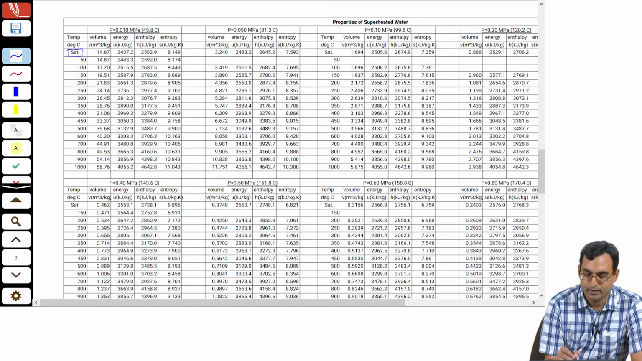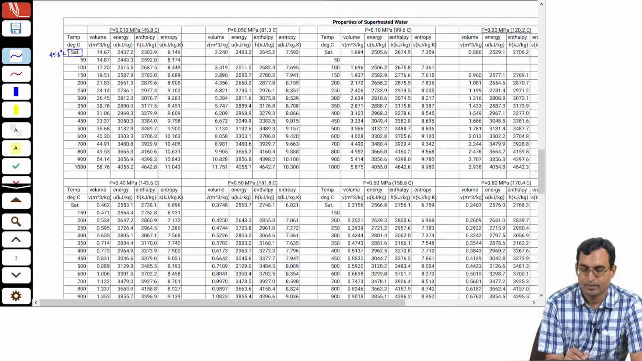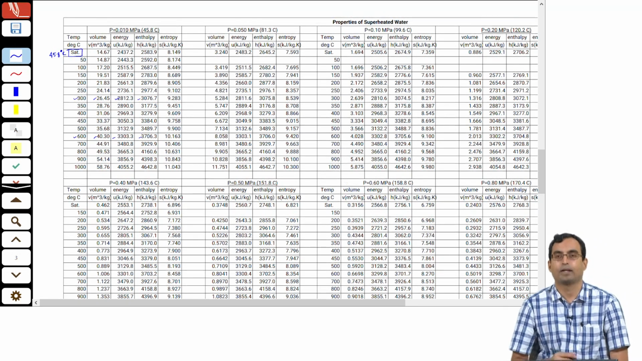So, this first tells me what is the value at saturation. Saturation here corresponds to 45.8. So, at 45.8 degrees centigrade, the specific volume is 14.67, the energy is 2437.2 and the enthalpy is 2583.9. If I go to a higher temperature of 50 degrees, this is the volume, this is the energy, this is the enthalpy. As I go to higher and higher temperatures, I can see this is the volume, this is the energy, this is the enthalpy at 300 degrees centigrade. At 600, these are the corresponding values of volume, energy and enthalpy and so on.